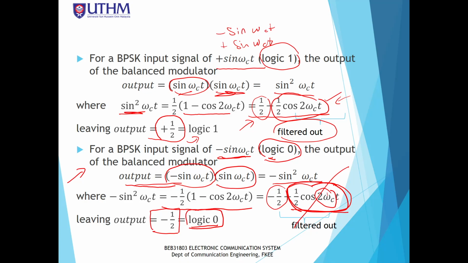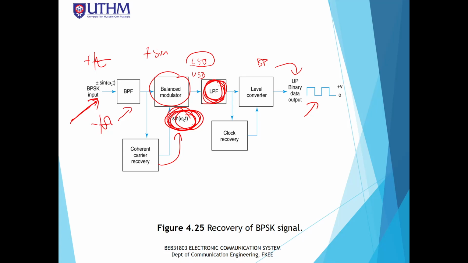Pernah ditanya, pelajar diminta untuk derive the equations based on the input. You are given the input and you need to find the output. Very straightforward. This is it because we only have two possibilities: positive sign or negative sign. That means the output is only two possibilities, either logic 1 or logic 0.